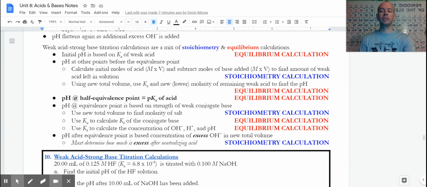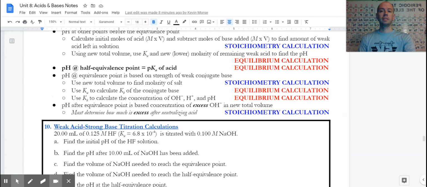At the half equivalence point, the pH is equal to the pKa. That uses equilibrium, and we can support and prove that using the Ka expression, or we can just know that fact. The pH at the equivalence point is based upon how strong our weak conjugate base is. So there's some steps to this that are a combination, once again, of stoichiometry and equilibrium.